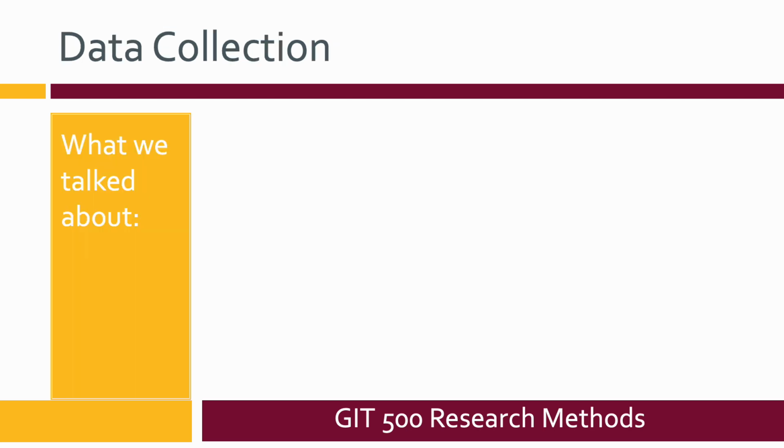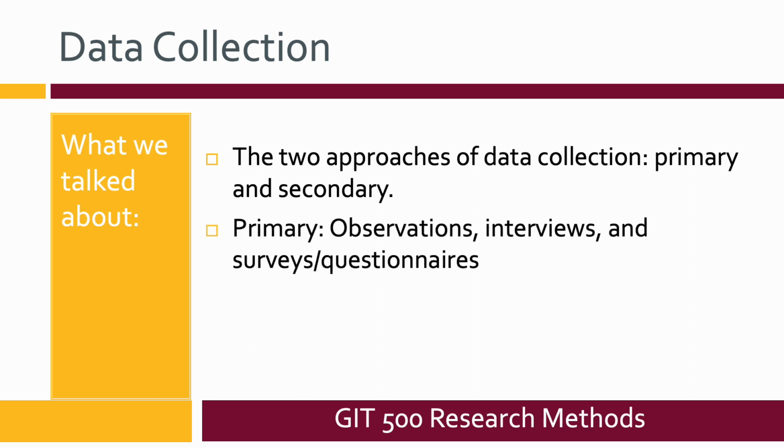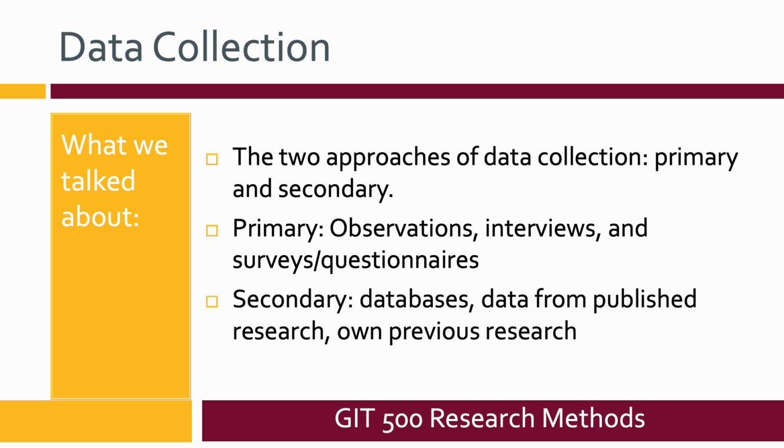What we talked about in data collection are there are two approaches of data collection, primary and secondary. Again, primary is when you observe people, you do interviews, or you get data through surveys and questionnaires. And secondary is information that comes from databases, from published research, from your own previous research.